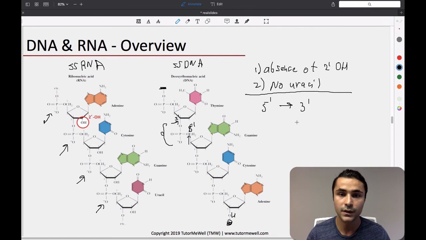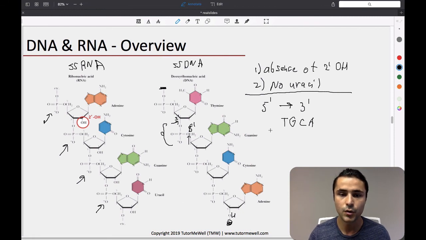So if I were to read this DNA, I would go T, G, C, and A. I would put the 5' here and 3' here. So 5' thymine, guanine, cytosine, and adenine. Of course, assuming that this DNA was made up of just 4 nucleotides. You can read this RNA in the same way. You can see that that's the 5' end, so I could start from adenine, cytosine, guanine, and uracil, and that's it.